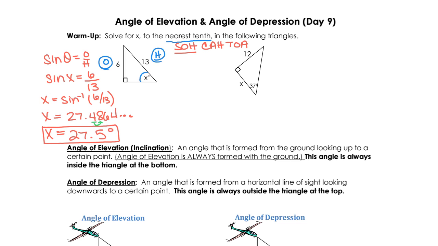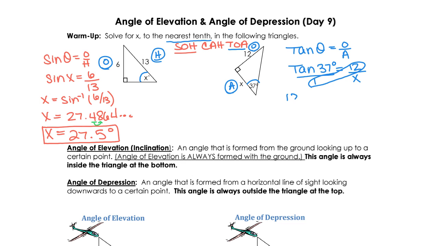Okay. Over in our next picture, we are reading from the 37. 12 is my opposite side, and x is my adjacent side. And in this one, we're going to be using tangent. So we'll say tangent theta equals O over A. Theta is our angle of 37 degrees. Opposite is 12. Adjacent is x. We are solving for a side, so this is a cross multiply.